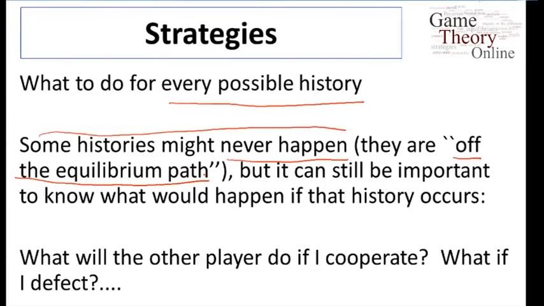Okay, so with strategies in hand and the basic definitions, then we can begin to talk about payoffs in these games. And that'll allow us to talk about equilibrium as well.